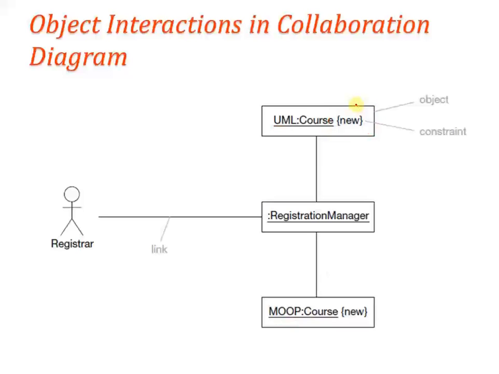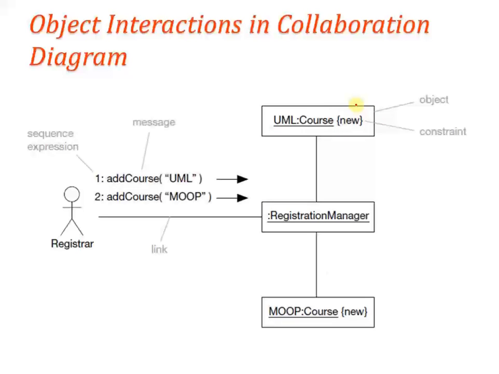Now we can see the interactions in this particular collaboration diagram. A set of object diagrams along with this type of interaction is called a collaboration diagram. You can see there are two messages passed from registrar to registration manager. One is called add course. As an argument I'm going to pass the name of the course. This happens first, as you can see by the sequence number. You can see which particular message has been passed first.